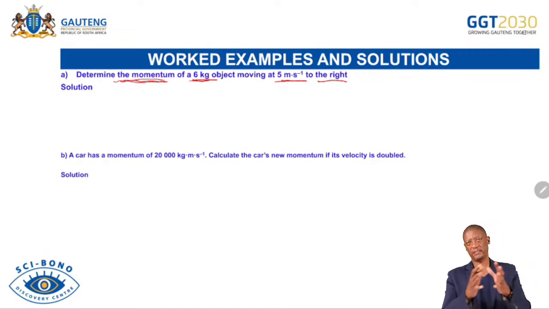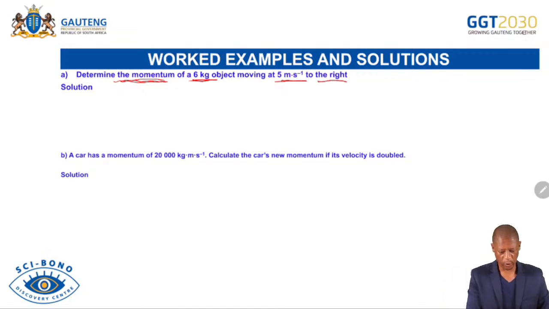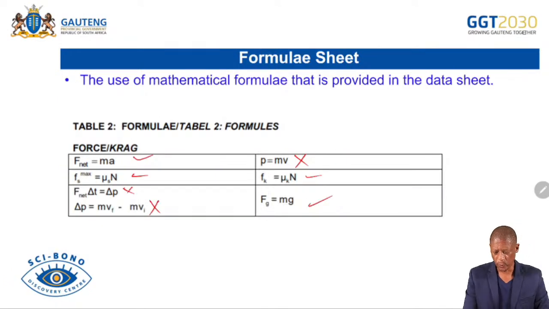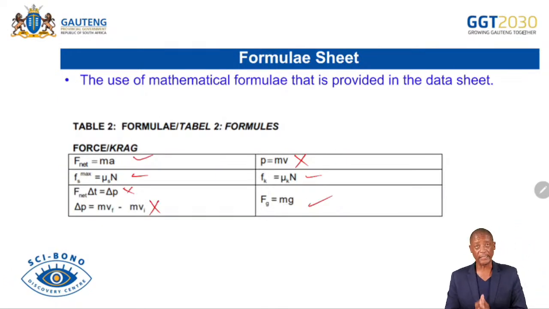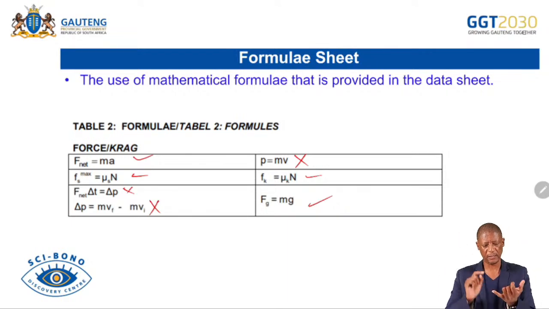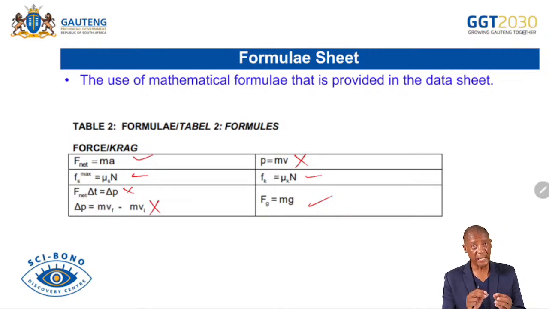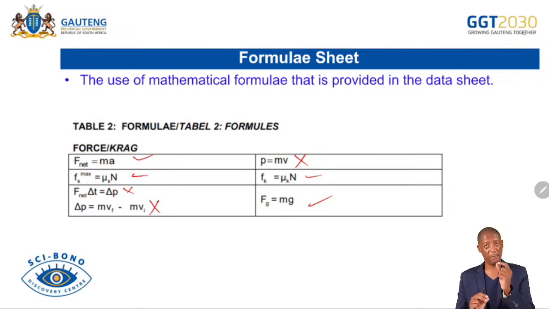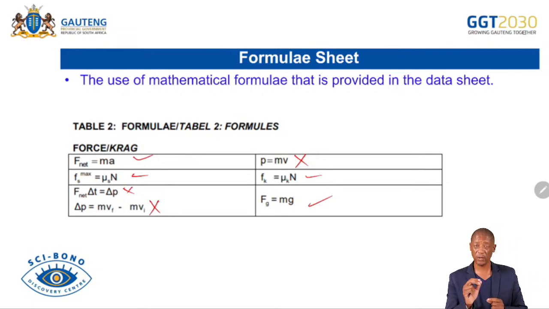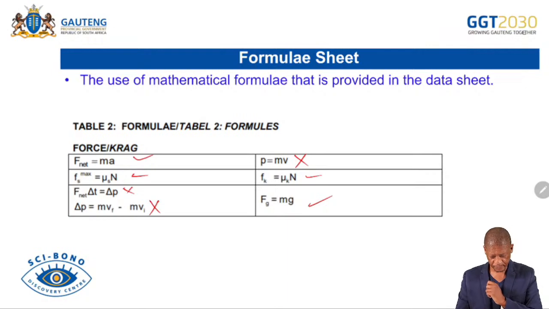Go to your data sheet. We go back to the data sheet. We look at what we want. We want a formula that has a mass. We want a formula that has a velocity. That is what we want. So we need a formula that has a mass and a velocity. That is for momentum, because we are calculating what? Momentum. Let us go and look.